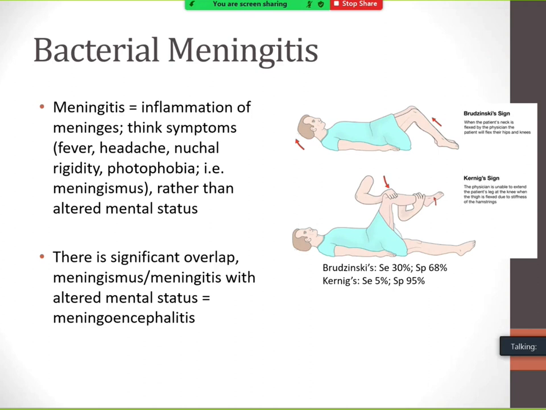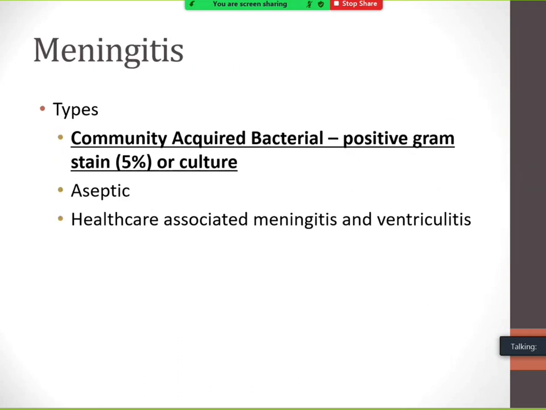Physical exam findings, we learn about those in medical school. They're interesting. I still, for most patients, will document it and evaluate them, but they're not very sensitive. You can tell the Kernig sign is only 5% sensitive. Brudzinski's is only 30%. I will say a Kernig sign is 95% specific, though, which is pretty good. So if it's there, you really need to worry about bacterial meningitis. But it's just kind of an interesting history of medicine thing.